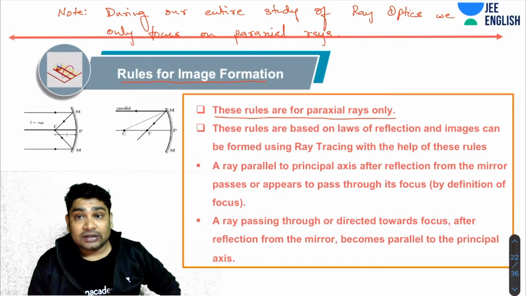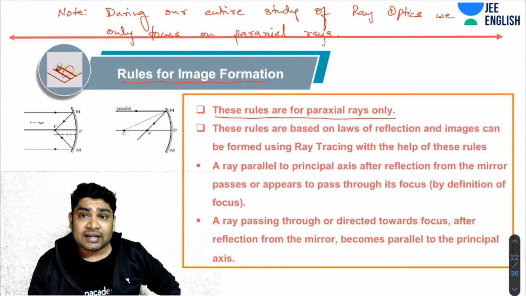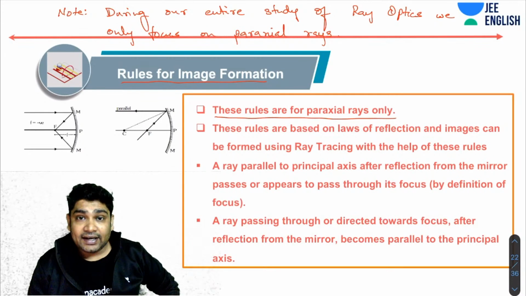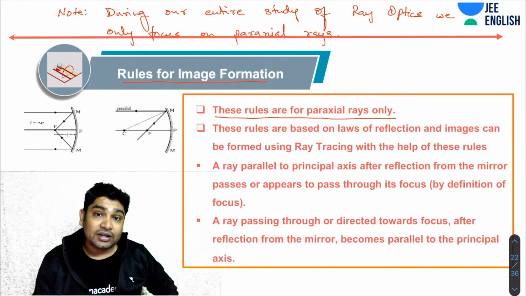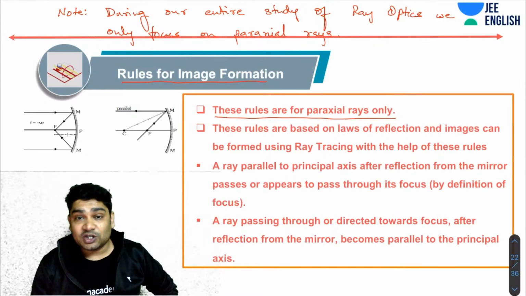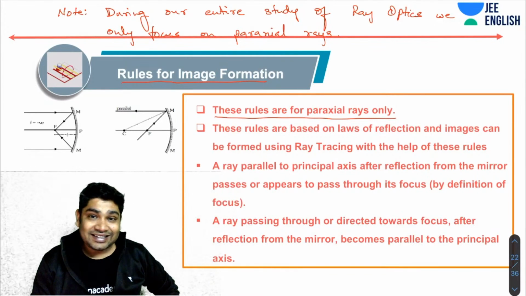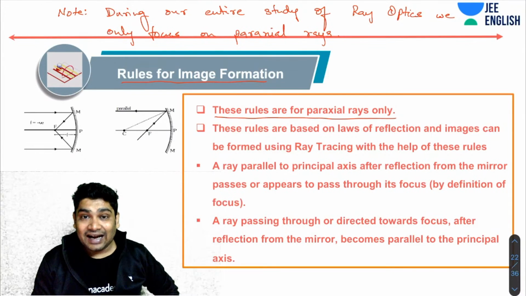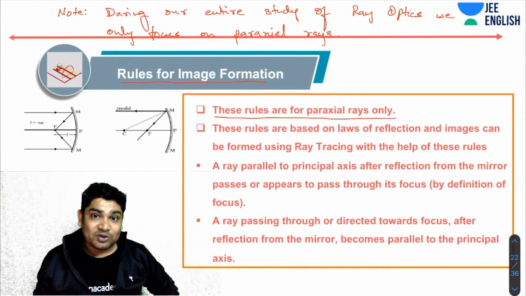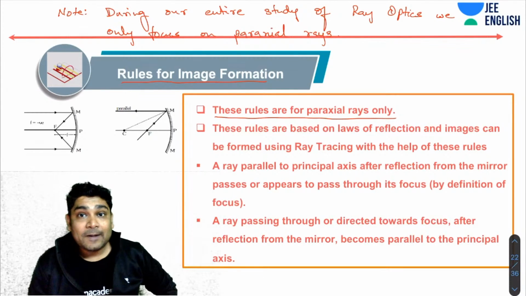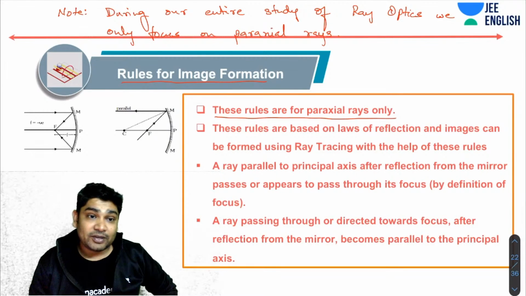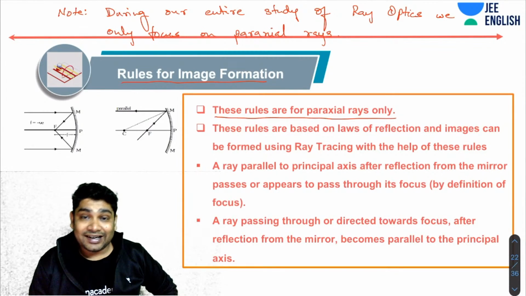Now, these rules are based on the laws of reflection, and the images can be formed using ray tracing with the help of these rules. So, whenever you want to find where the image is formed and how it is formed, there are two ways. One is by geometrically finding it, which is called ray tracing, and another is by mathematically finding it using equations. We will talk about that later. First, we'll talk about the geometrical method of finding an image, that is, by following these rules of image formation and using ray tracing.